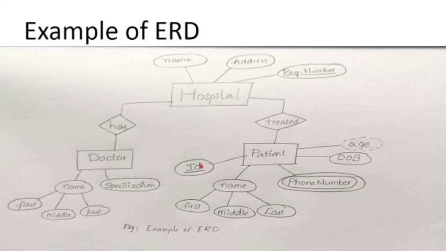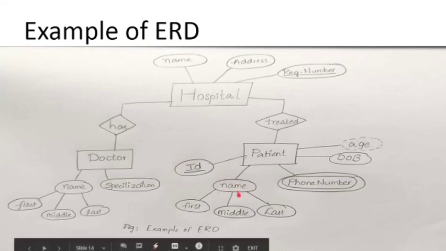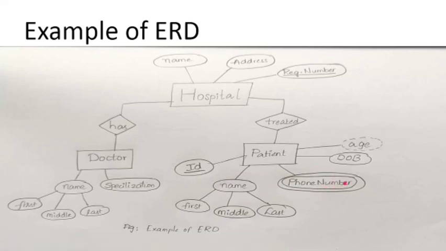Okay, ID is a primary key. So that's why I represented that attribute like this. And the name, we can further divide into subparts: first name, middle name, last name. So that's why I represent this attribute in this way. It is a composite attribute, right? And this phone number has more than one value. So that's why I represented this in a double oval. So this is a multi-valued attribute, right? So DOB is a simple attribute and age is a derived attribute from this.